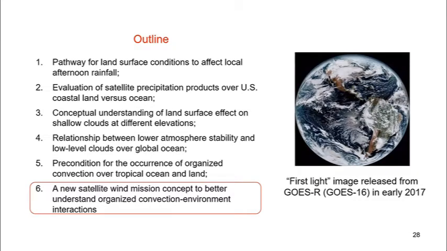Now, let me just move on to take this opportunity to talk about the last topic, a new satellite wind mission concept to better understand organized convection environment interactions.